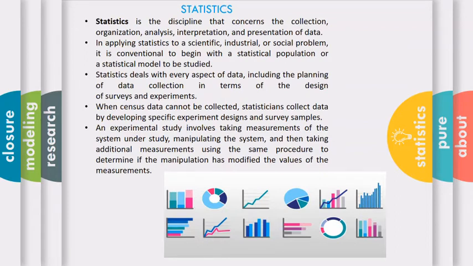An experimental study involves taking measurements of the system under study, manipulating the system, and then taking additional measurements using the same procedure to determine if the manipulation has modified the values of the measurements. So all those things, like how we are manipulating something, how we are additionally measuring something, how we are representing all the big data in the simplest manner in a pictorial view. Here you can see how a bar graph, a pie chart, a graph, a comparison between two graphs is represented to make the study easier, to make it understandable to everyone. So all those things come under statistics.